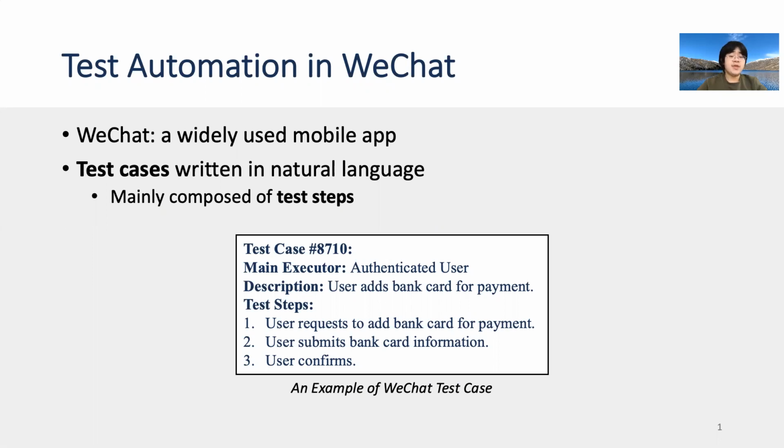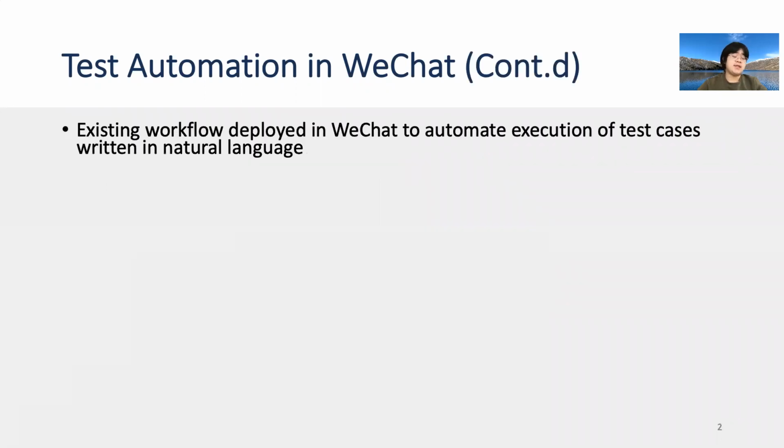To test this large mobile app, our human testers write test cases in natural language. The main body of a test case is a sequence of test steps, as shown in the figure below. The test case also contains some contextual information, such as the identity of the main executor and a brief description of the usage. To automate the test execution, we deploy the following workflow.